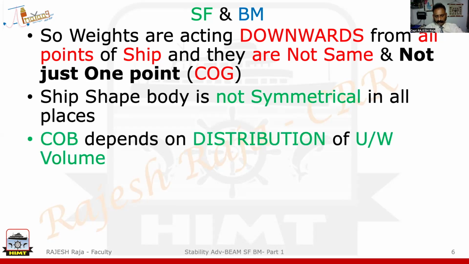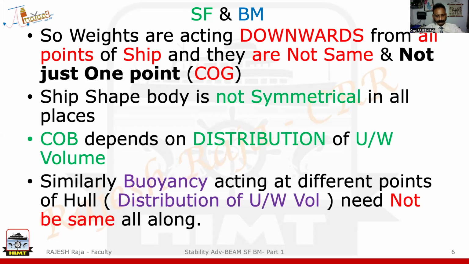Okay. And your center of buoyancy depends on distribution of underwater. So that means gravity depends on distribution of weights, and buoyancy depends on distribution of underwater. Okay. So it need not be same, just like the way I showed you the previous three-dimensional diagram. It is not same. Why?